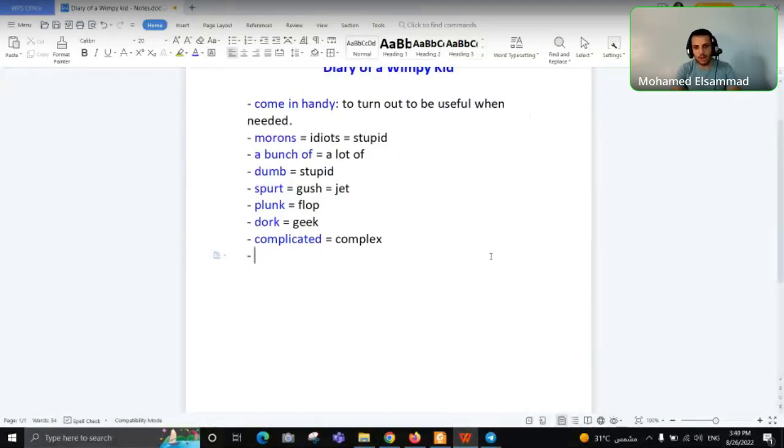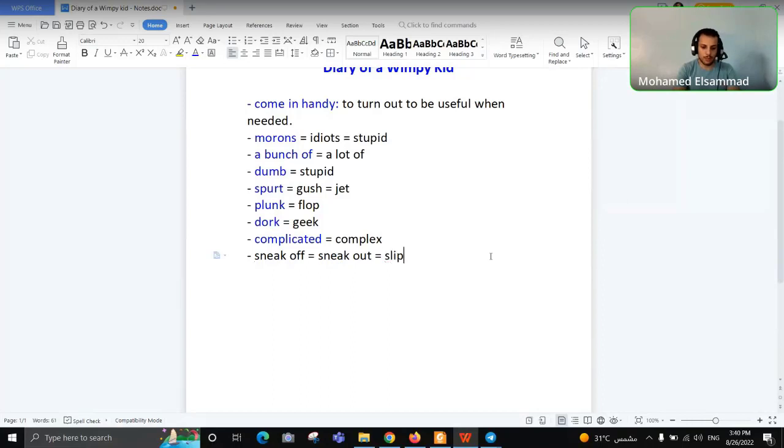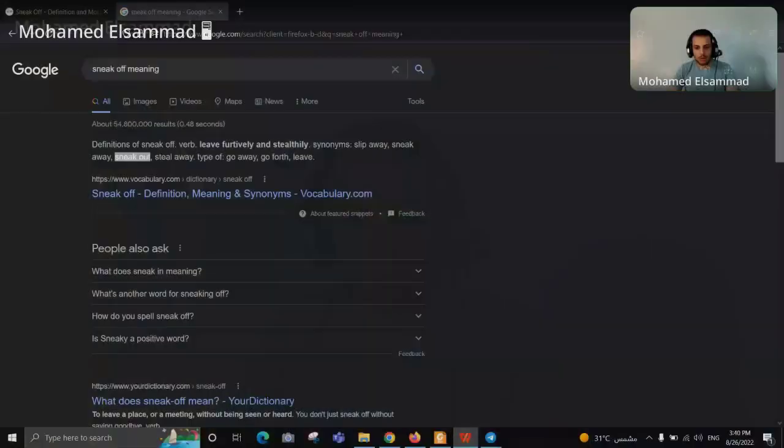Okay, we're going to continue on our vocabs. You have to gain a lot of vocabulary, and this is the way. You say sneak off equals sneak out or slip away. All right, so another two synonyms with the same meaning. Great, so let's get back.